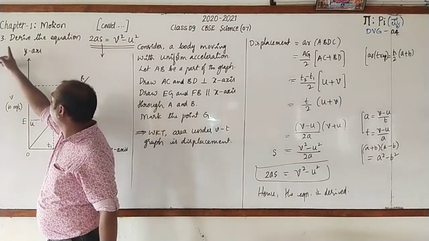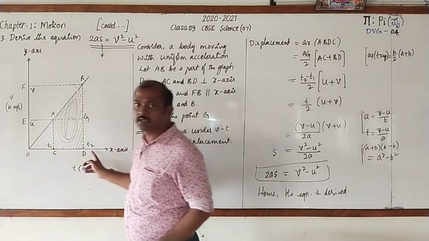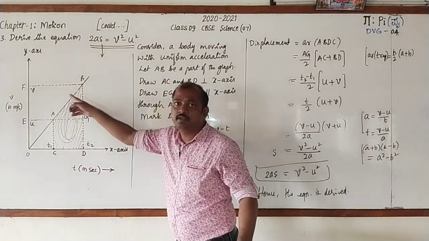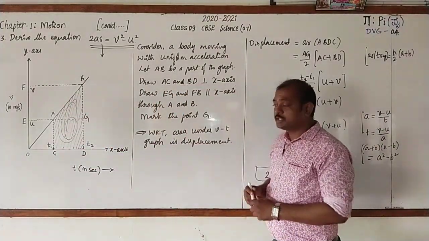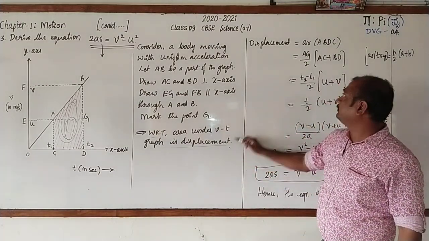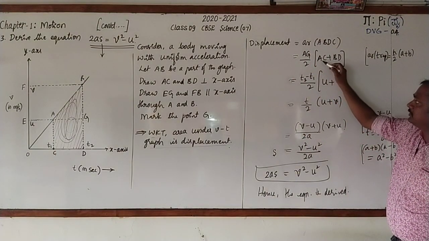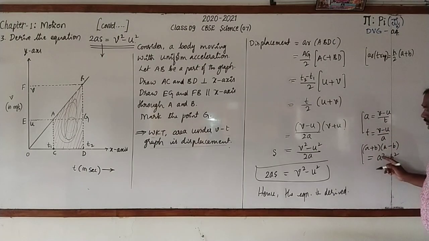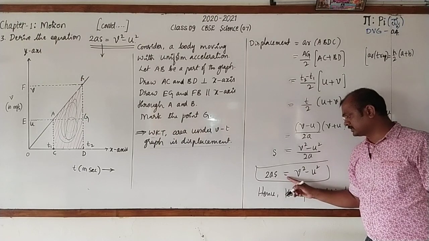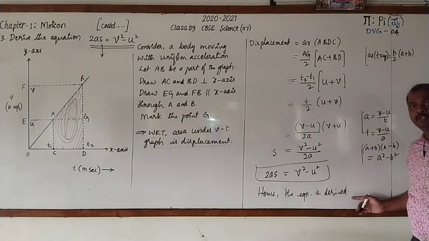Start copying from here. First write the question, then draw the graph with all these markings, then write the information that is there in the graph. Next, this part is very important. Area under VT graph is displacement, and based on that you will write the formula to find out area of trapezium. Take substitution. Again you take some substitutions. Finally you will get the equation 2AS equal to V square minus U square. Hence the equation is derived.